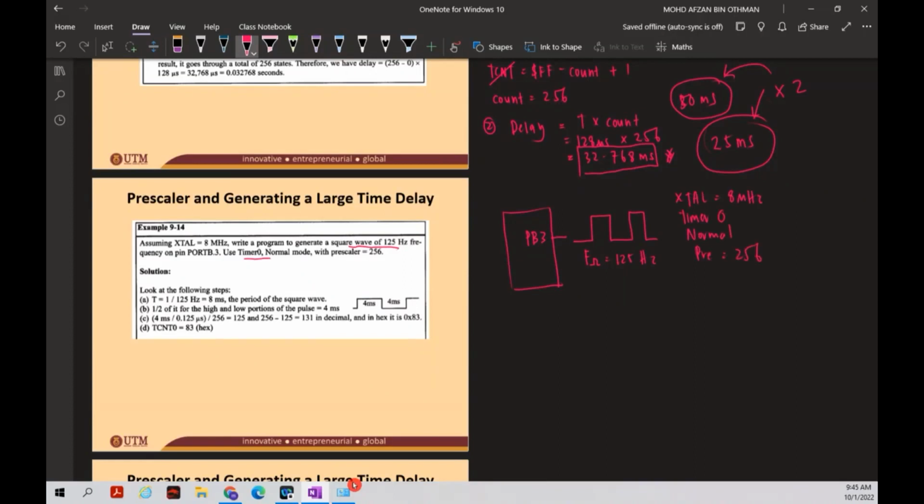So what are you going to do? You need to find out what is the delay duration that you're going to create. How to do that? How do you get it? Can you tell me how to do that?